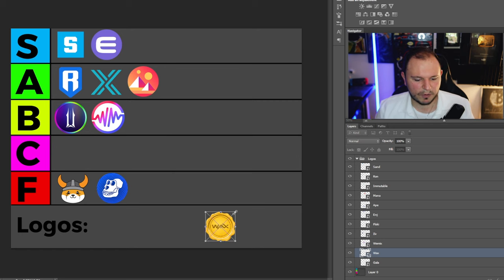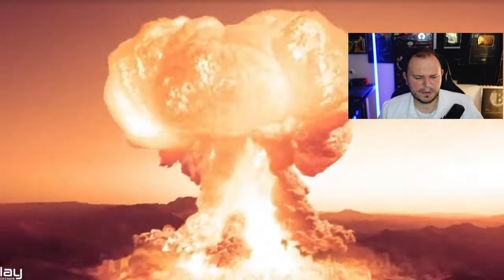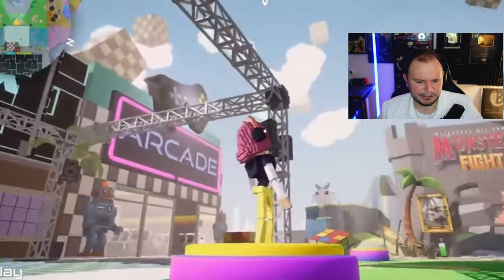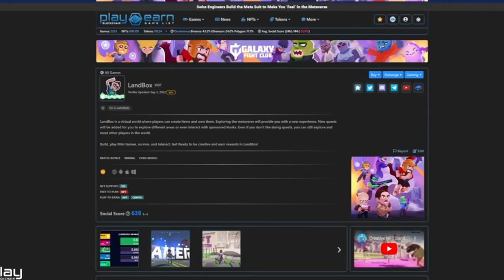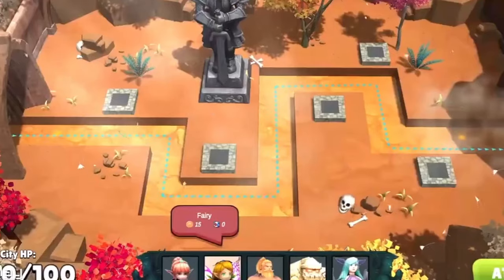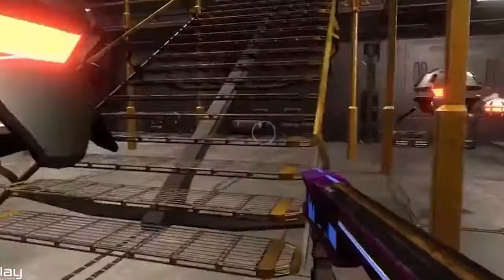Now, I'm not using Wax for much. I have used it a couple times. I don't even remember what games I used it for. But I remember there's games like Alien World and a couple of other games that do use Wax. There's a game called The Land Box, which is like a blatant copy of The Sandbox. It also uses Wax. It looks exactly like The Sandbox. How dare you? How dare you just copy and paste it, man? Oh my god. Yeah, Wax C tier.